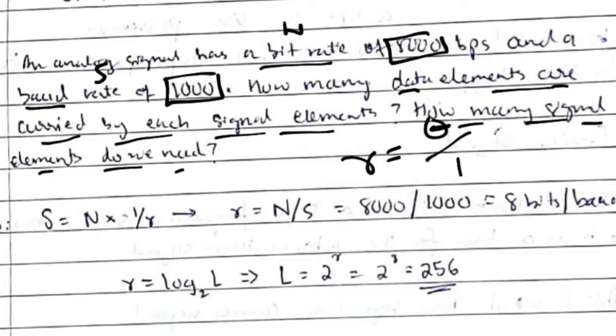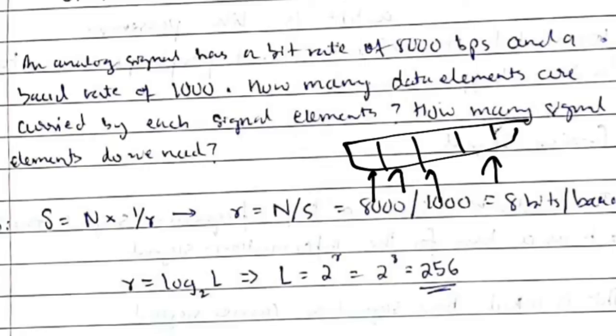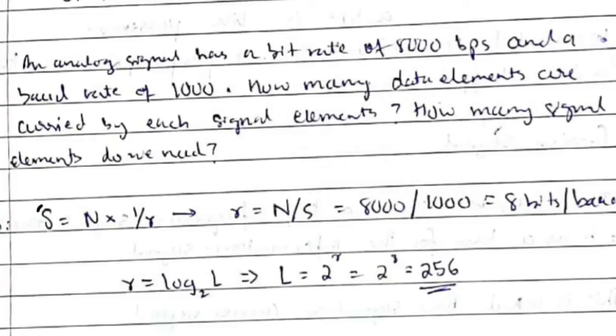Okay, we have to calculate R, and in the next one we have to calculate how many signal elements we need. To transfer all the data, a large group of data will be divided into many parts. How many parts are needed for transferring the data? That's nothing but the number of signal elements. So let's see, by using the formula S is equal to N into 1 by R, we can calculate the value of R, which is 8 bits per signal element. Meaning for each signal element we have 8 bits. A group of 8 bits will be transferred by a single signal element.